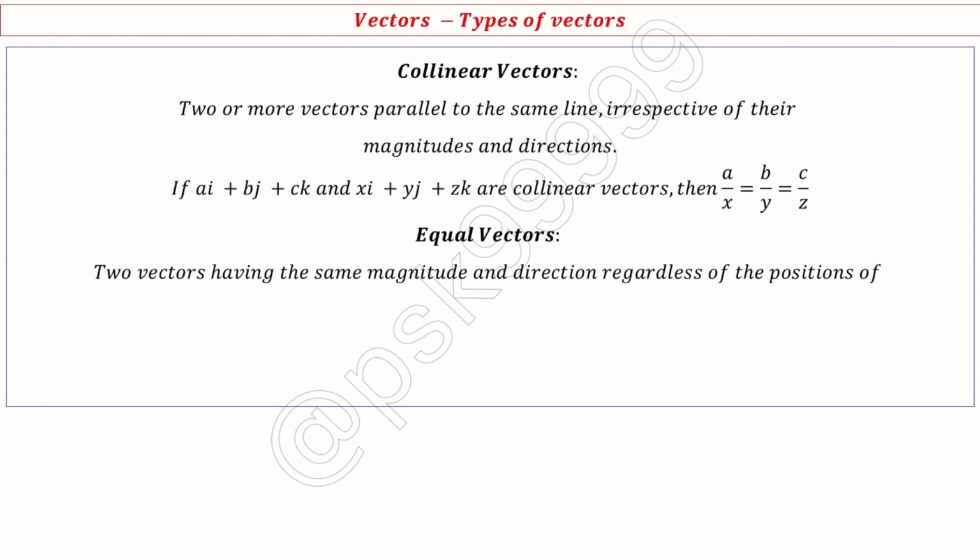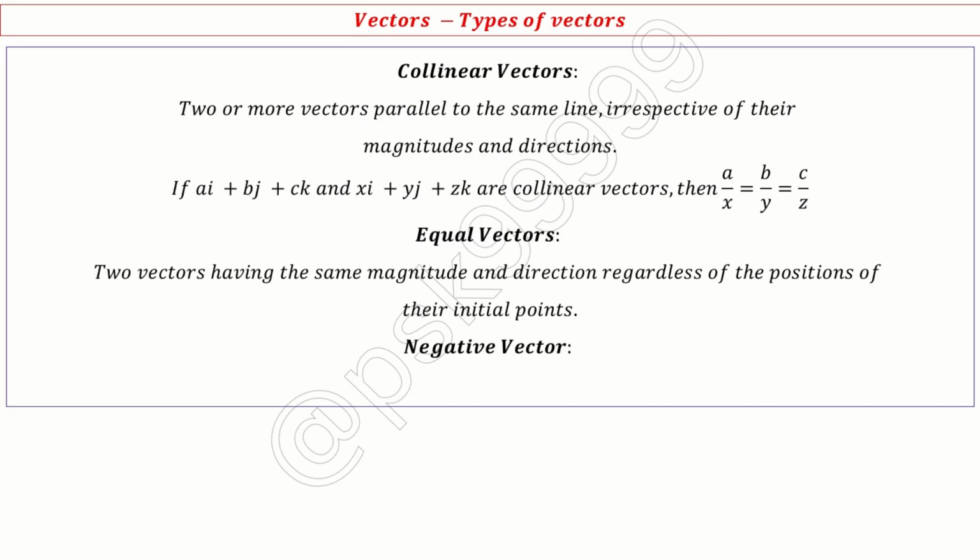Equal vectors: two vectors having the same magnitude and direction. This is most important. Two vectors are called equal if and only if their directions as well as magnitude are the same, regardless of the positions of their initial points. So they can be parallel vectors with different initial positions, but their magnitude is the same and their direction is the same.